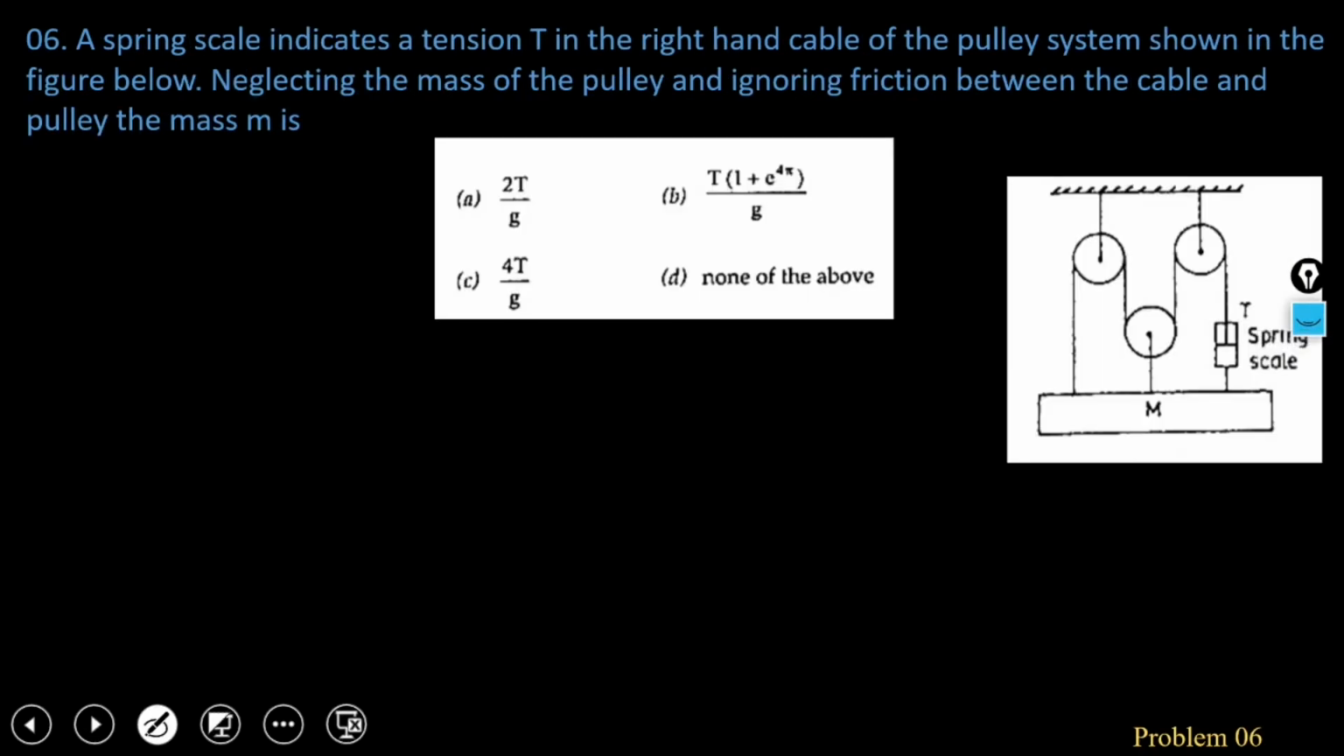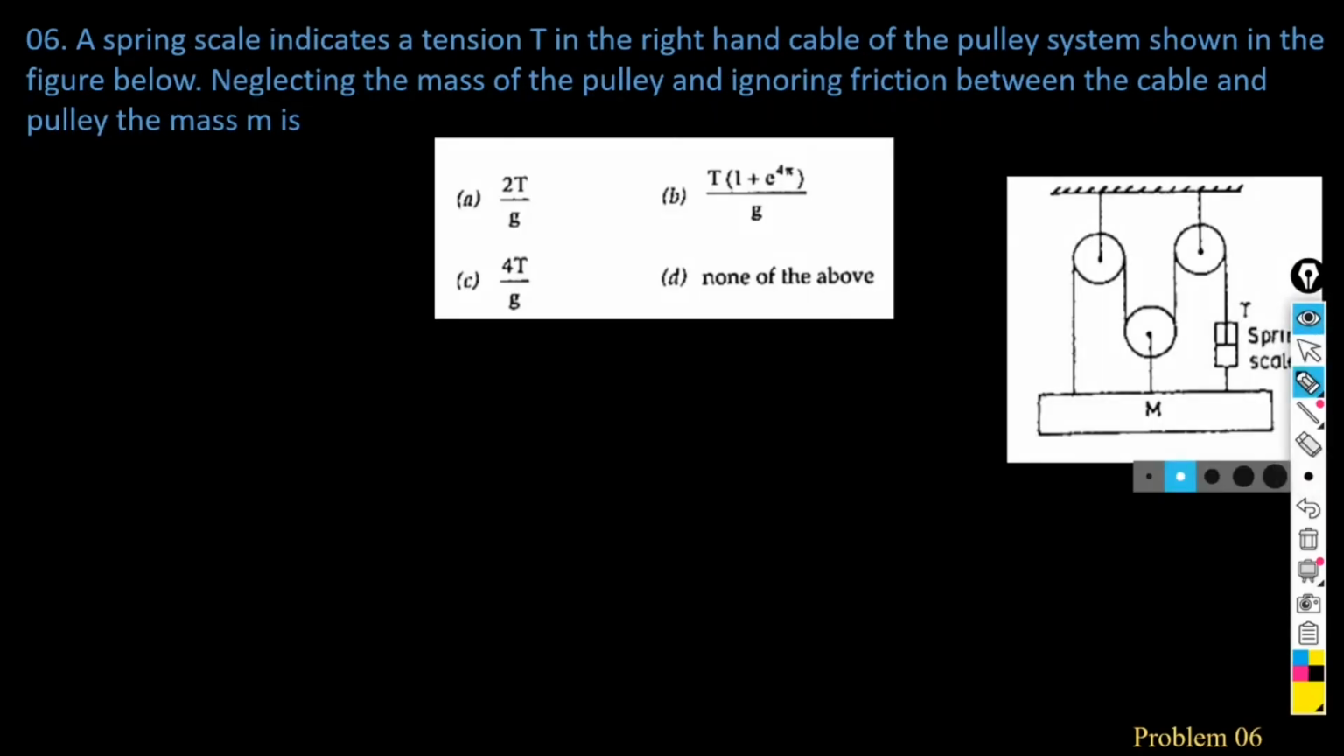Let's take problem number 6 here. A spring scale indicates a tension T in the right hand cable of the pulley system shown in the figure below. Neglecting the mass of the pulley and ignoring friction between the cable and pulley, the mass M is.